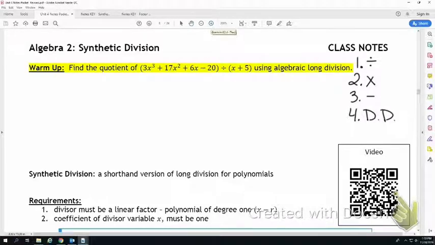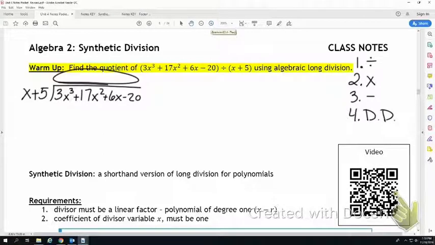Okay? So, going through this one, what is the only thing that I'm going to divide by on this problem? X. Okay, it's the first term of the divisor. So the first thing I'm going to do is 3x cubed divided by x, which is what? Okay. Where am I going to put that up here? Above the 17x squared.